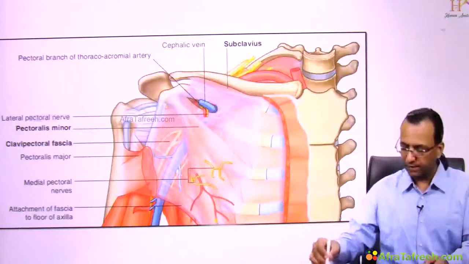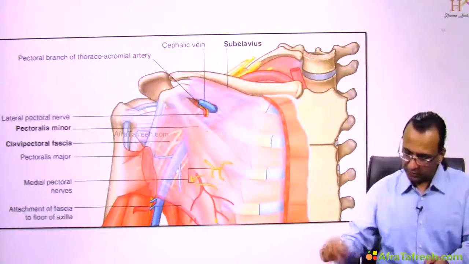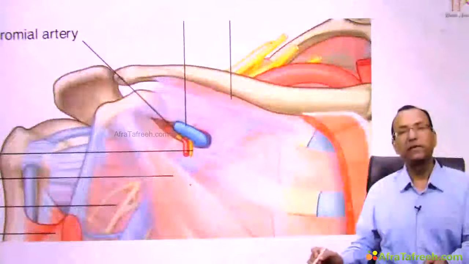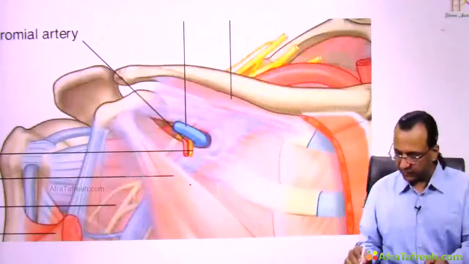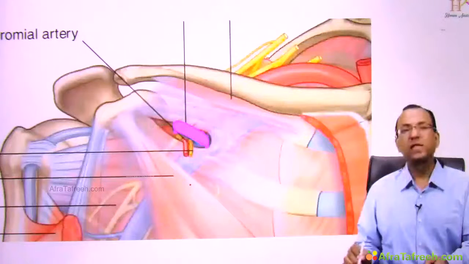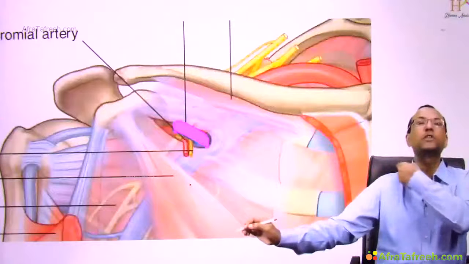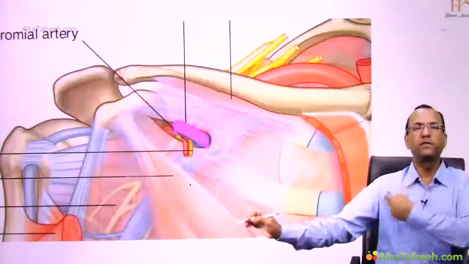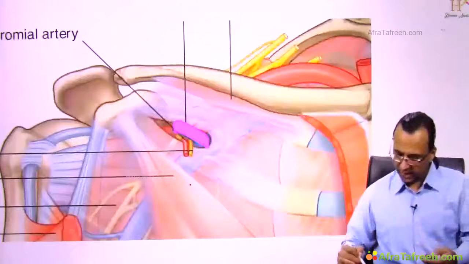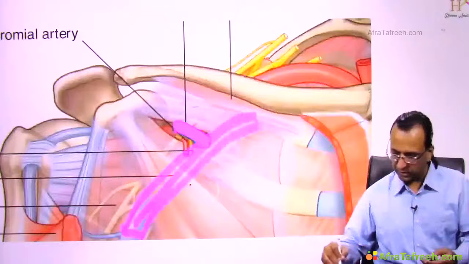Let us magnify the diagram. As you magnify the diagram, you will find that there are some structures piercing the clavipectoral fascia. And who are they? You will see that there is this vein. And what is this vein? This is the cephalic vein which is coming from here, and then it has to puncture the clavipectoral fascia to enter the axillary vein which is in the axilla. So this is the axillary vein which is in the axilla.